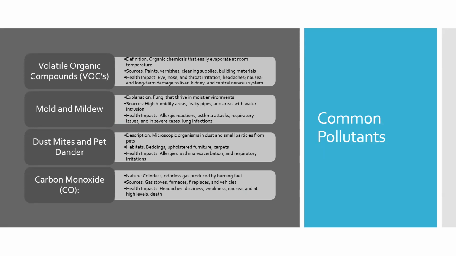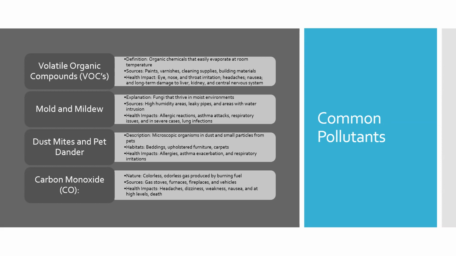So, common pollutants. We talked a little about those a second ago, but you've got VOCs, which are volatile organic compounds. Those are organic chemicals that easily evaporate into a room at room temperature. Sources include paints, varnishes, cleaning supplies, and building materials. The effects of VOCs are eye, nose, and throat irritation, headaches, nausea, and long-term damage to the liver, kidney, and nervous systems.